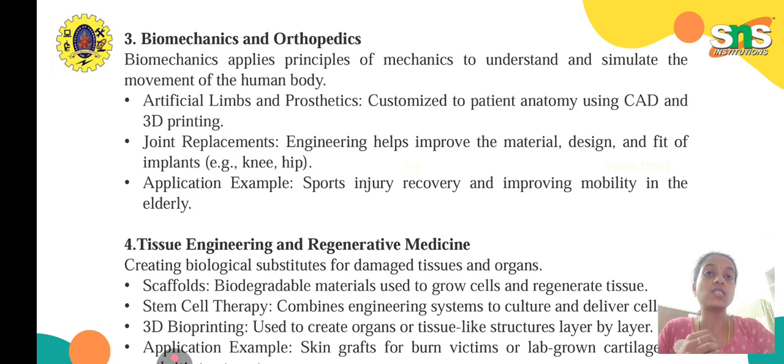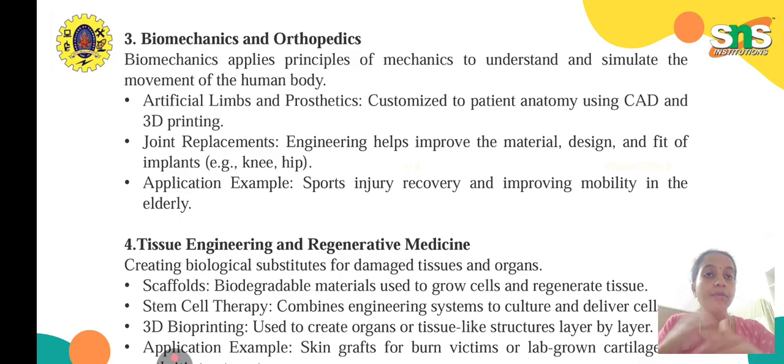Next is joint replacement. Engineering helps improve the materials, design and fit for the implants. In joint replacement we have to design the material first. We have to decide what kind of material we are going to use, and the design, how exactly it fits the human body. And the third one is the fit of implants. Once the material has been designed and fixed, we have to implant it into the human body. It can be knees or hips.